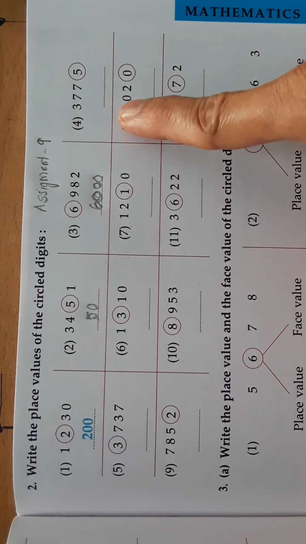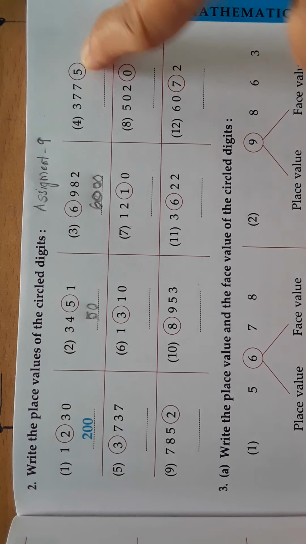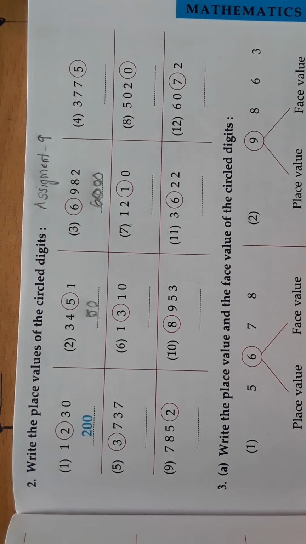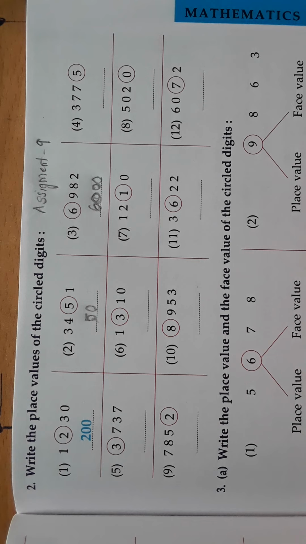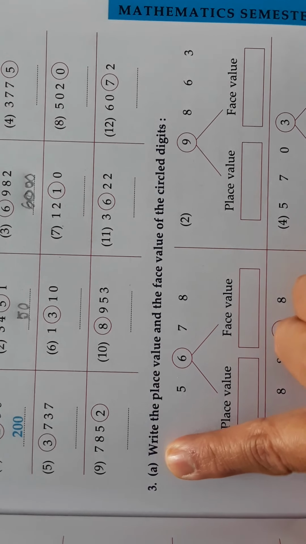Now, like that you should do all other sums. Okay? See the number. See the circle digit. What digit is this? 5 or whatever it may be. Which place is it in? Then write the place value. Next, we'll see the next sum.